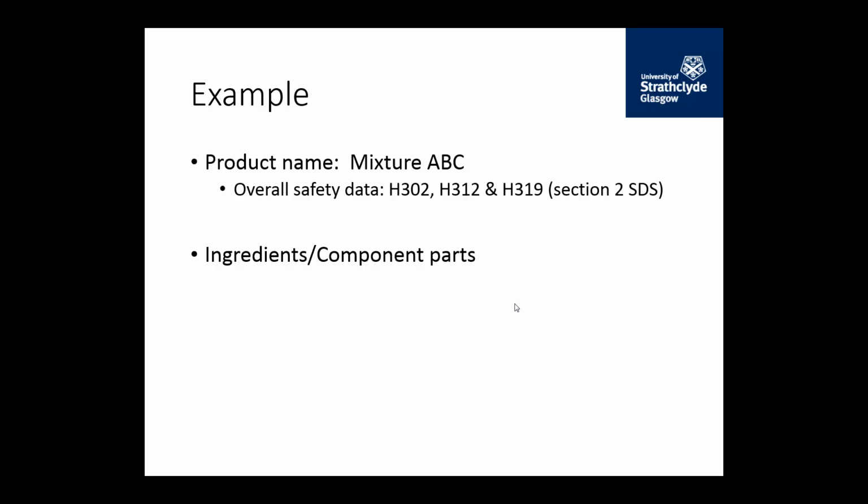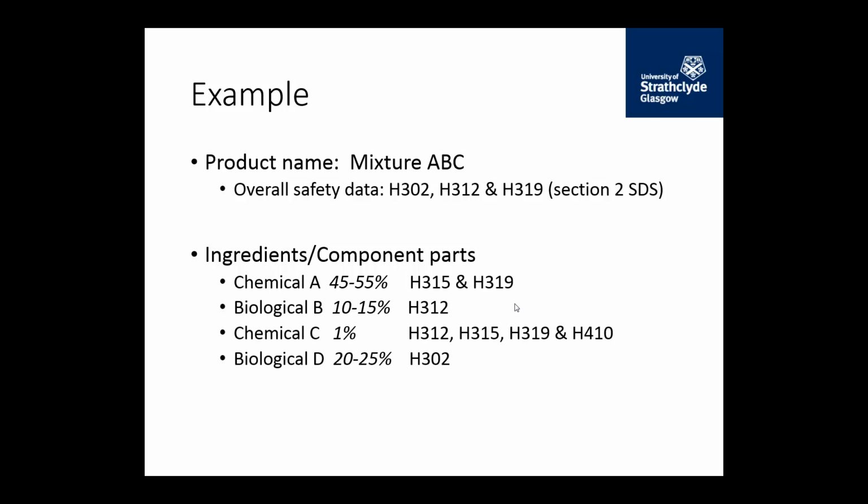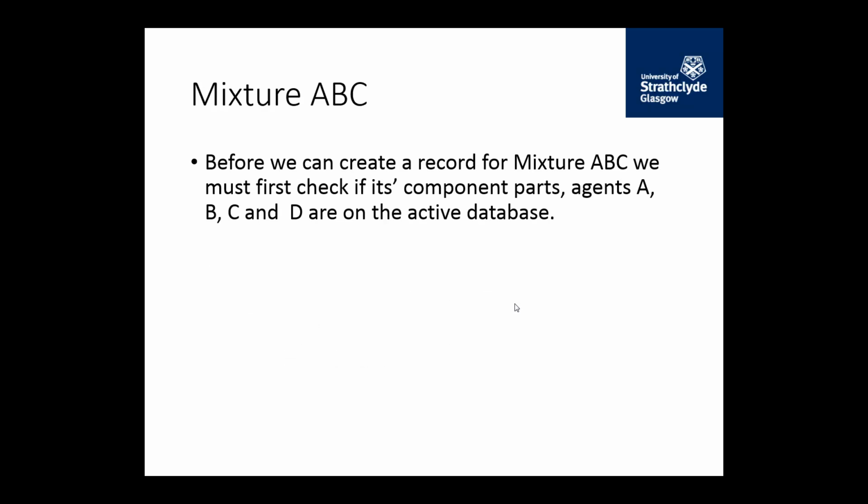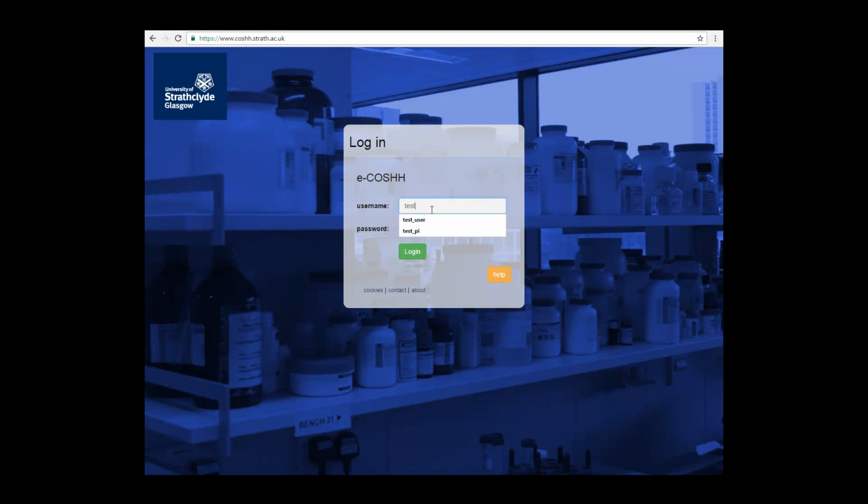Mixture ABC is made up of a number of component parts: chemical A, biological B, which we will find listed on the active database, and chemical C and biological D, which are not listed. Before we can create a record for mixture ABC, we must first check if its component parts or ingredients are on the active database. Once we've logged on, we will search both the active database and Sigma Aldrich database.